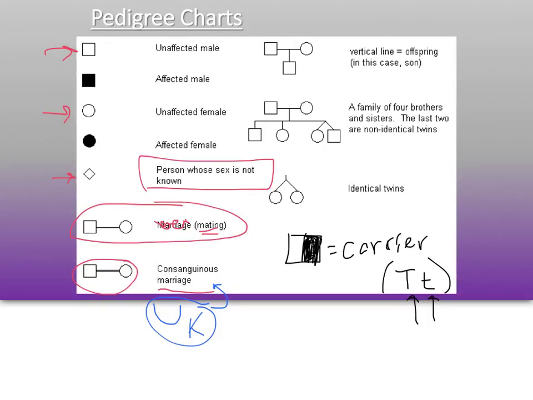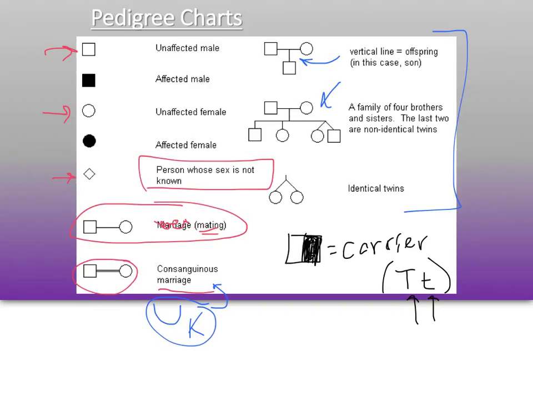Now, then, if you're talking about offspring over here on the right, a vertical line, like you see here, indicates that that's their child, right? A vertical line that's then bracketed, like you see in this one, shows multiple children for a family.